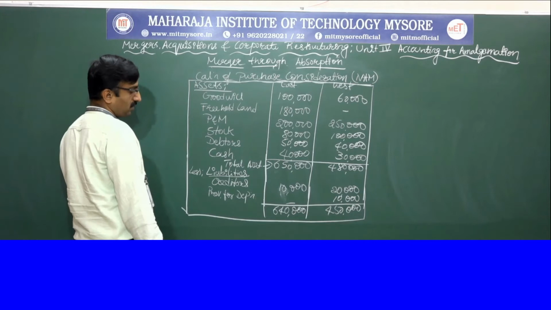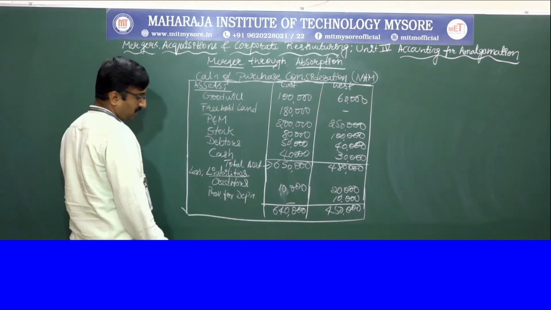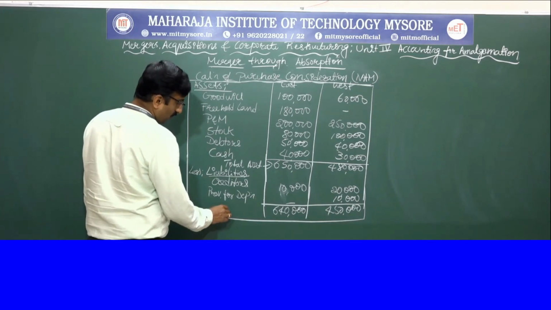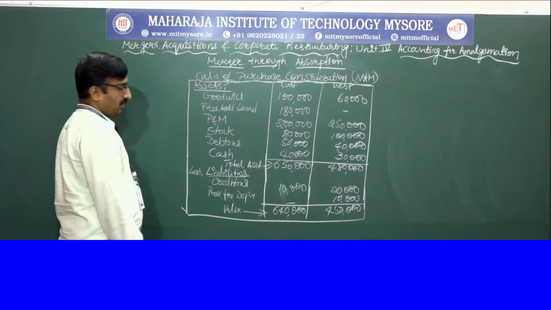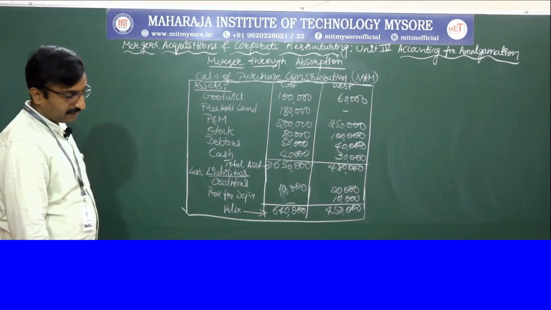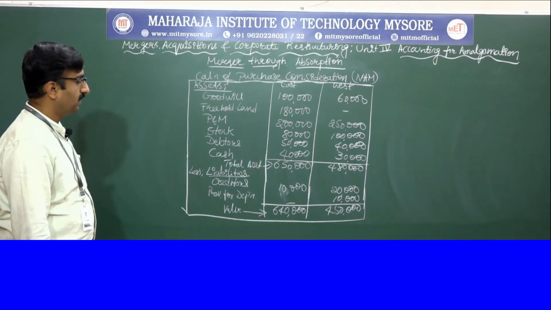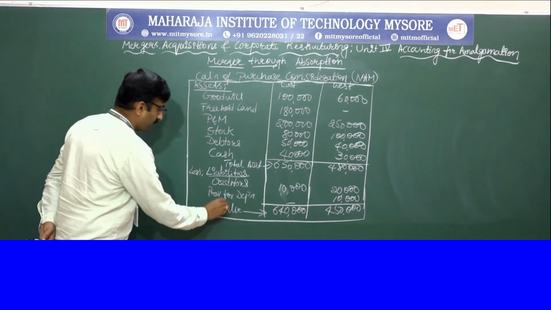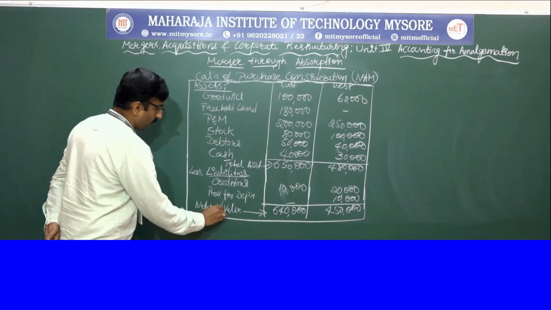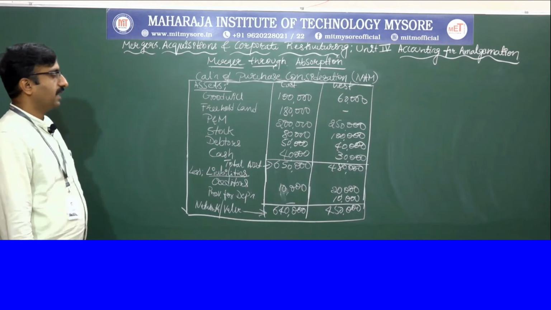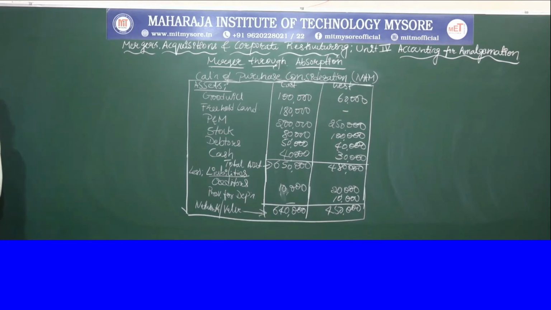Okay, this is called the value, that is net worth. We can also call it as net worth. This is the calculation of PC. Kindly write down.